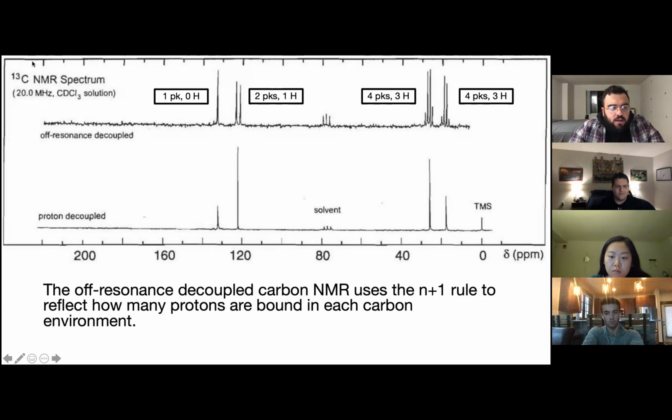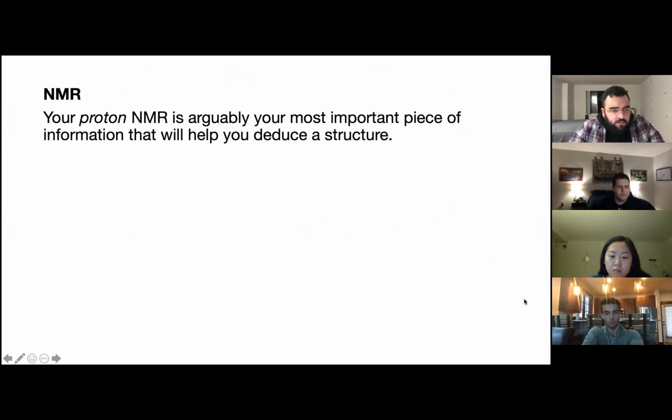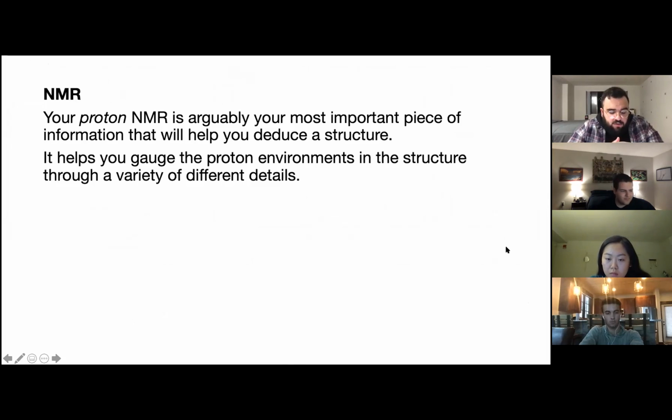Okay, let's go ahead and move on to proton NMR. Very important discussion. So our proton NMR is going to help us gauge, of course, the proton environments that we have in our structure. Okay, so if we were to go back and look at the spectra, for example the examples of the molecules that I gave you earlier.